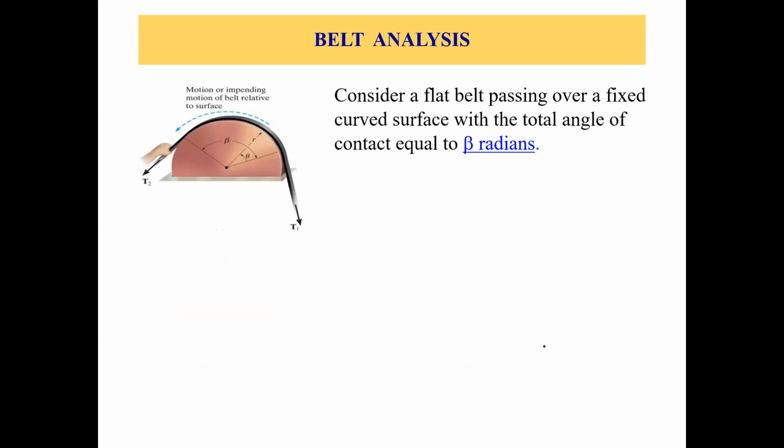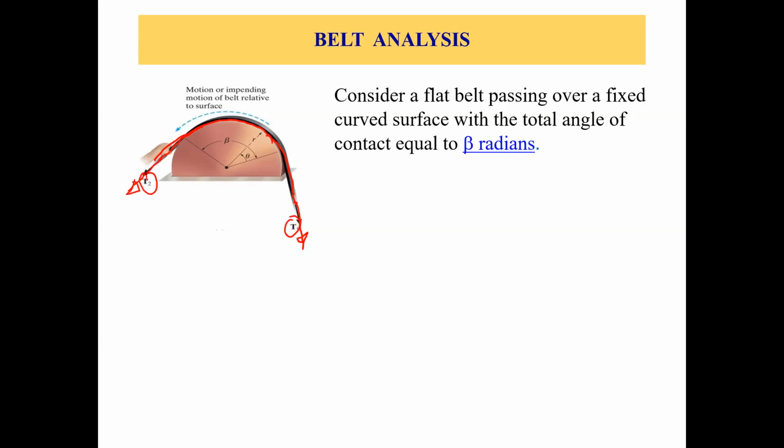How do we analyze a belt? As we know, we use belts to transmit torque from a machine, from a motor, to any equipment. So let's say that this is a belt going over this curved surface. We have some tension here and some tension here. That's T1 and T2.